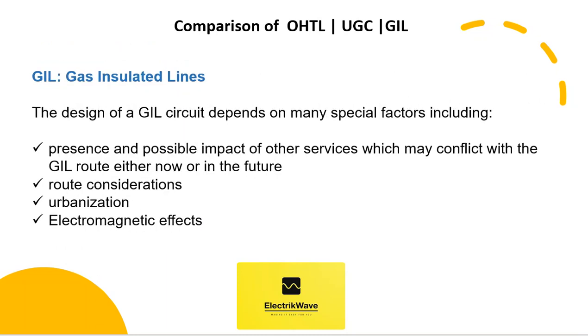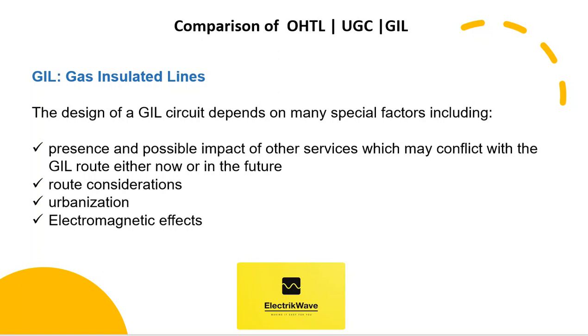The design of a GIL circuit depends on many special factors including: presence and possible impact of other services, which may conflict with the GIL route either now or in the future, for example, cables, heating or cooling pipes, water supply, and wastewater. Route considerations: the given bending radius can be a limiting factor for a route. Urbanization: if the line is to be routed through an urban area, future building or road development may impact the circuit. That's why separate tunnels for electric transmission lines may be the best solution.